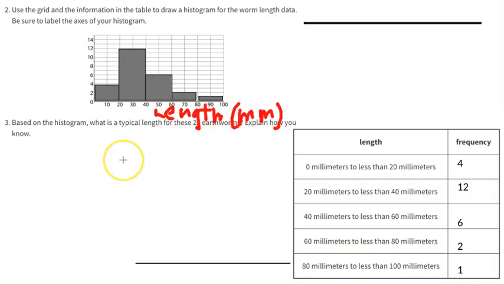And then this is just the count for each one. Okay.